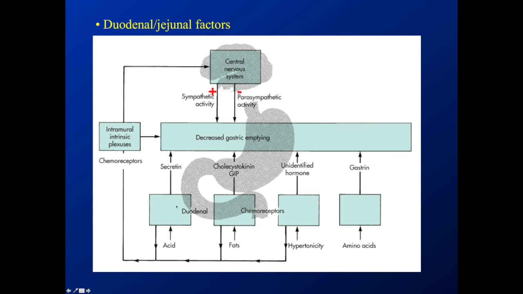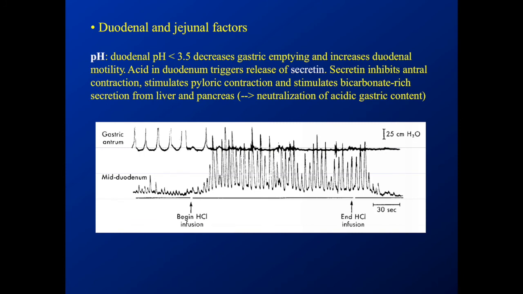The increase in acid in the duodenum causes a secretion of secretin, and this decreases gastric emptying, and the increase in fats then releases cholecystokinin and GIP, which are the mediators for decreasing gastric emptying by fats. Low pH in the duodenum and the jejunum is also something that reduces gastric emptying.